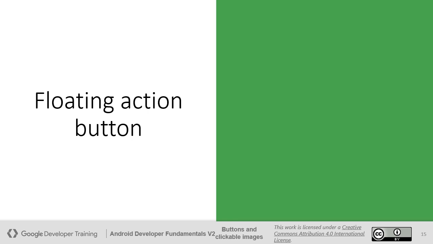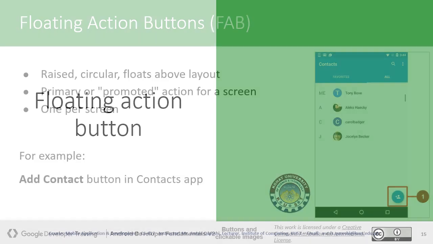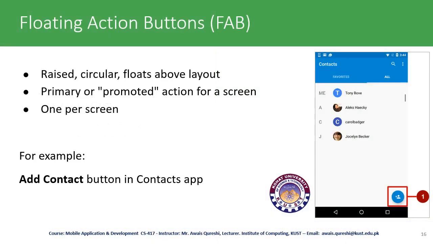The next topic is floating action buttons. These are a special type of buttons in Android. This is the shortcut, FAB. These buttons are raised or circular and float above the layout. You have seen these buttons before, and they are the primary or promoted action for a screen. And the limitation is one button per screen. So the floating action buttons are one per screen.